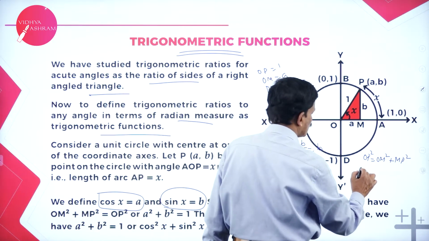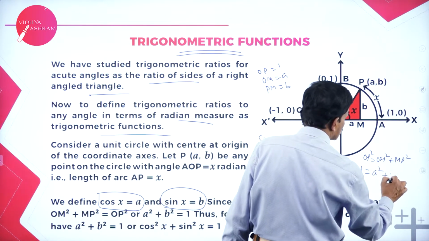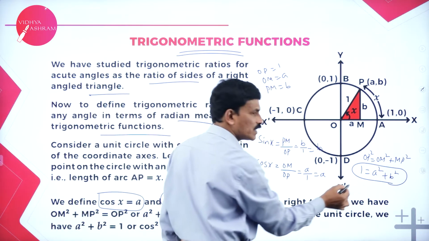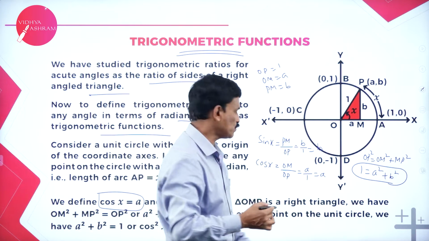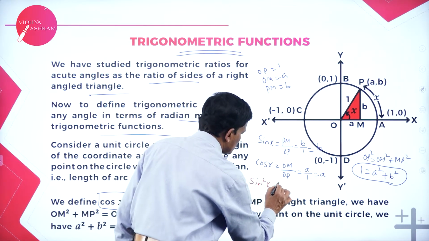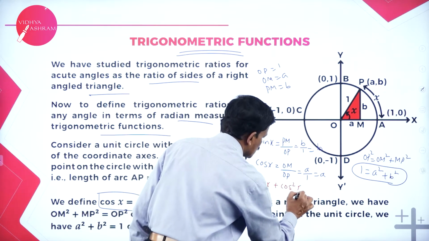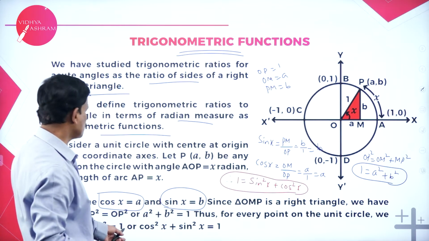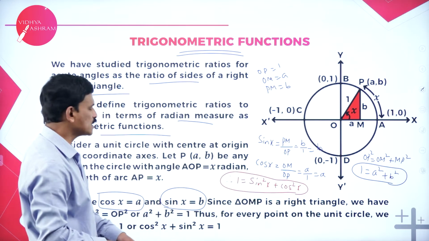So therefore you can write 1 is equal to a square plus b square. We can say 1 is equal to a square plus b square, means therefore 1 is equal to sin square x plus cos square x. Okay. Now, so a square plus b square is equal to 1 or cos square x plus sin square x is equal to 1.